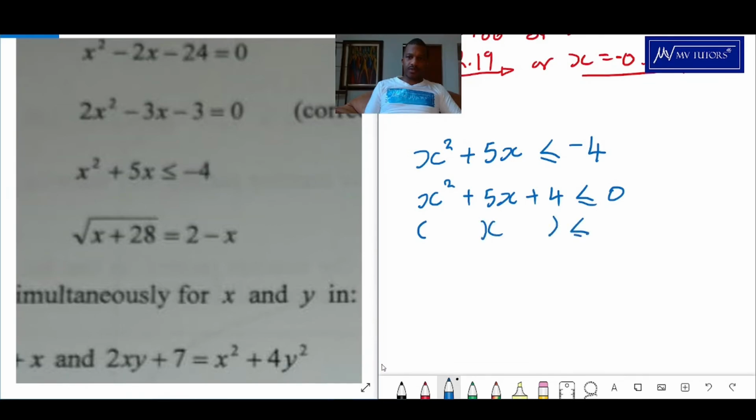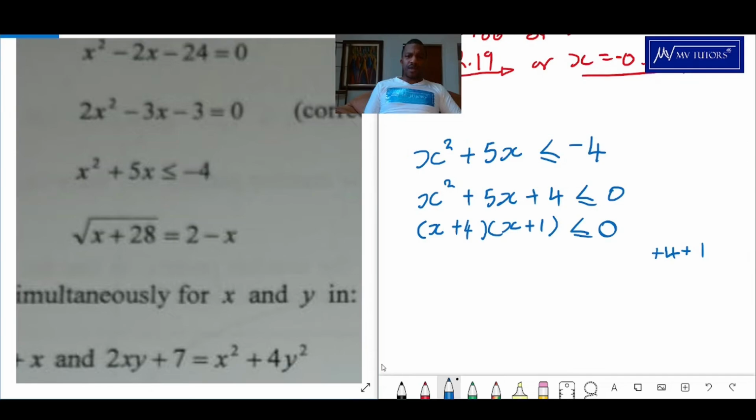In factorizing this, I want multiples of 4. So the first one is always 4 and 1. It's always 1 and 4. How can I add these up to get a +5? Well, both of them have to be positive. So it's +4 plus 1. So here I'll put x plus 4, and I put them exactly as they are, plus 1.